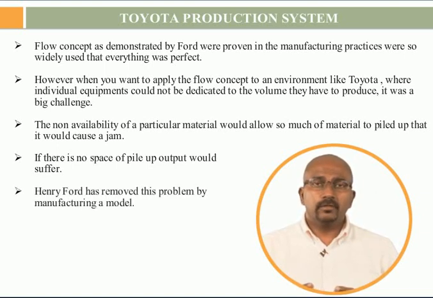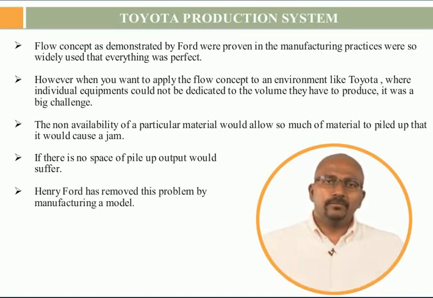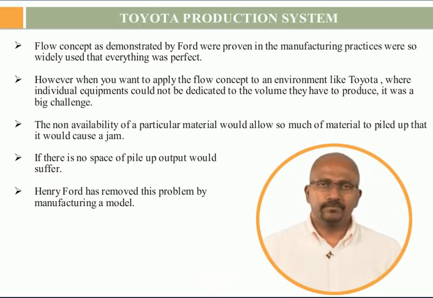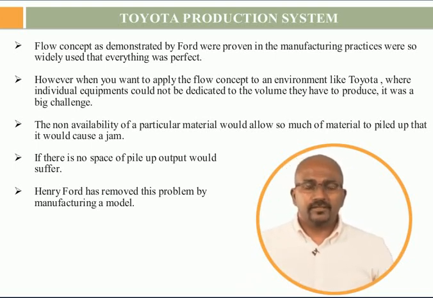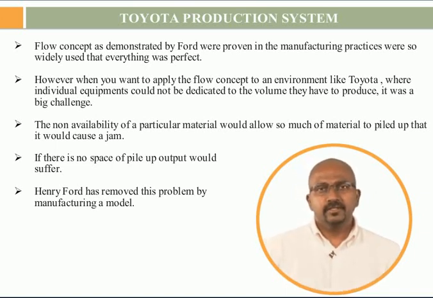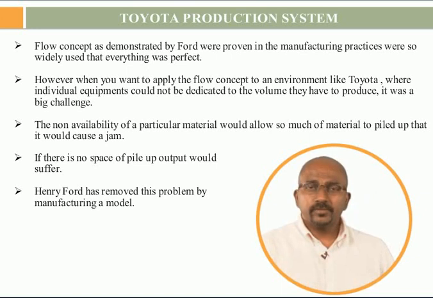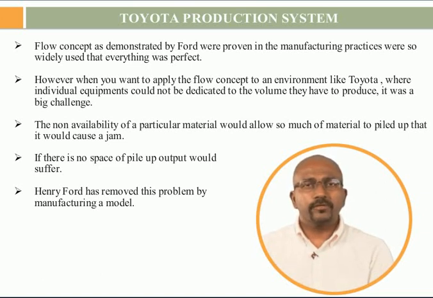Henry Ford had removed this problem by just manufacturing one model. But the demand of product for Toyota was much different, and he had to produce a variety of cars, and these variety of cars had to be produced from the same available machinery. And if these machineries were forced to do a setup change, then by nature the assembly would be falling short of certain components.